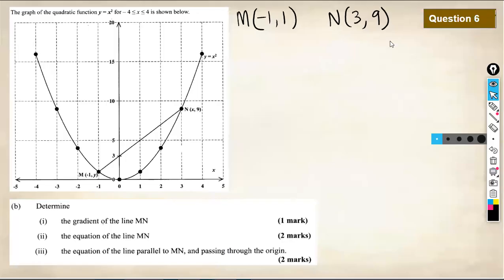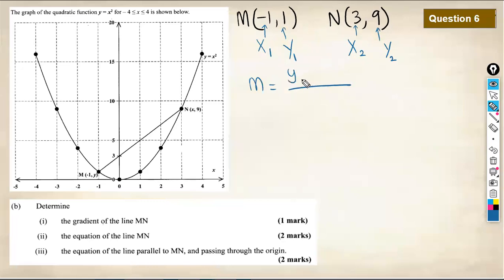All right, so let's work out the gradient. To find the gradient, we have 2 points here, M and N. To find the gradient, we just need 2 points. So the first point is x1, y1, and the next one is x2, y2. Well, we all know the formula by now: y2 minus y1 divided by x2 minus x1.